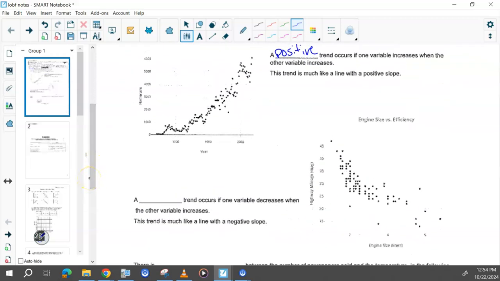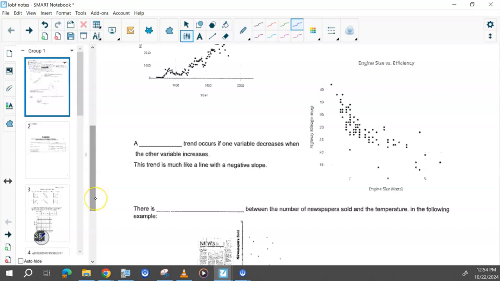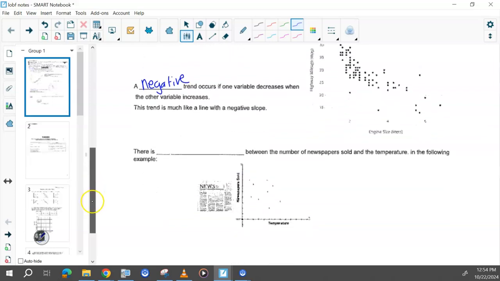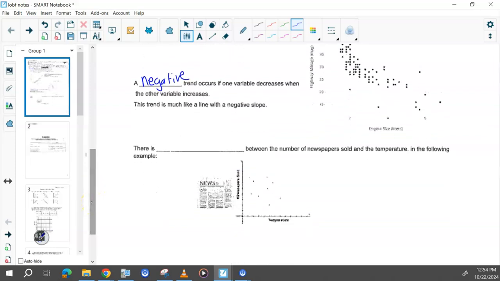A blank trend occurs if one variable decreases when the other variable increases. Negative. This one is much like a negative slope. And then the last type, there is blank between the number of newspapers and the temperature in the following example. You remember the other type. No correlation.